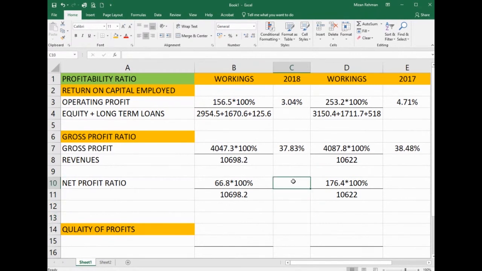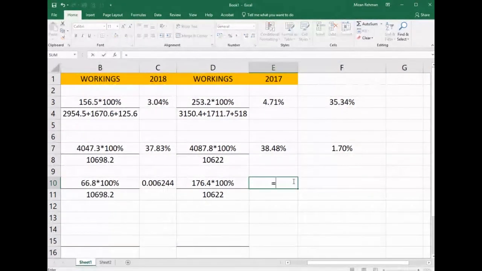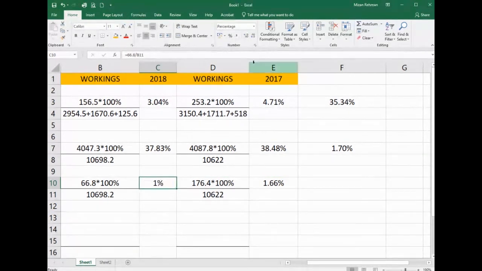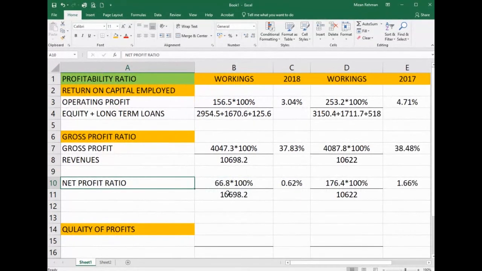So we have got the figures. Now we can solve it. 66.8 divided by revenues. Get 62, and let's do this one, and then I'll solve that out. 176.4 divided by revenues figure, and we got this crazy looking figure. We can sort this out by pressing the percentage sign. 2%. We need decimal places, and I'll do the same thing with this too. So net profit ratio.